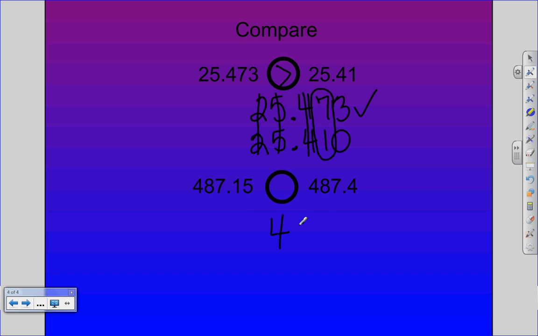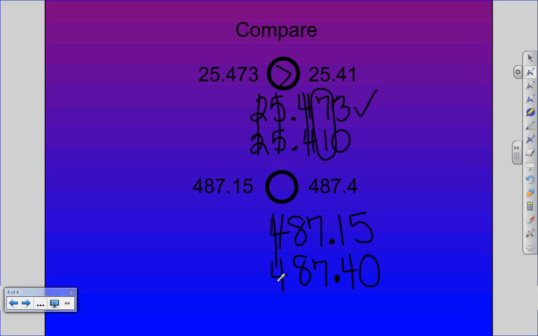All right, your last question for your review looks like this. 487 and 1500ths. And we are comparing it to 487 and 4/10. All right, you've lined them up vertically. Now you need to remember the 0. This top number has hundredths. You don't need to do anything to it. This bottom number, remember the 0. Put in that 0 for your place value so that it too has hundredths.